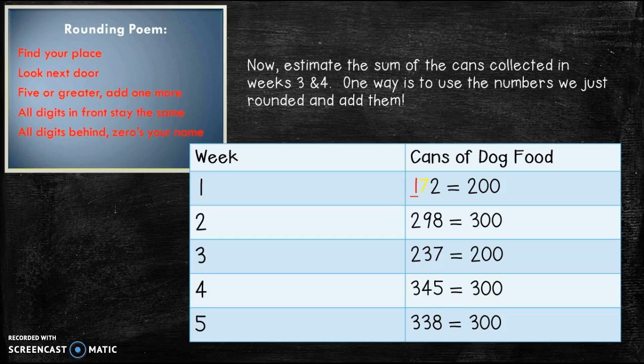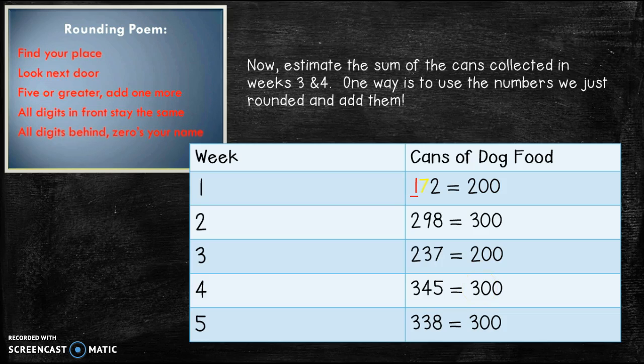So now we're going to estimate the sum of the cans collected in weeks 3 and 4. Remember, when we're reading a table, we're going to go down and look for week 3, and we know that they collected 237 cans, or our estimate of 200. And then week 4 would be 345 cans, or our estimate was 300.